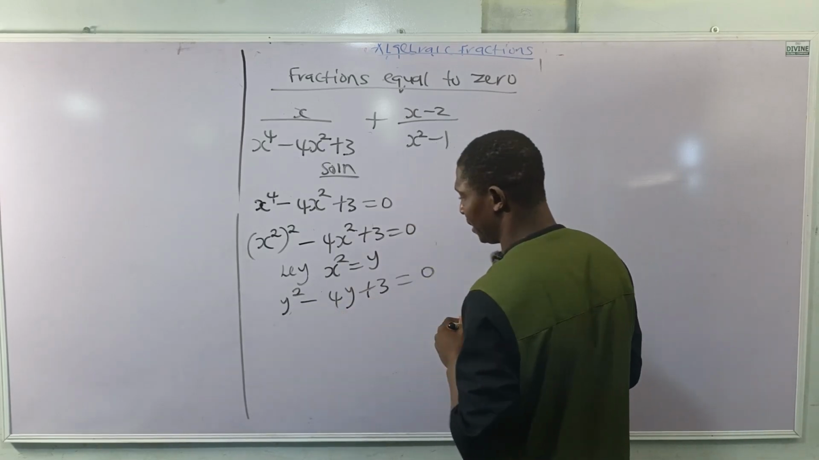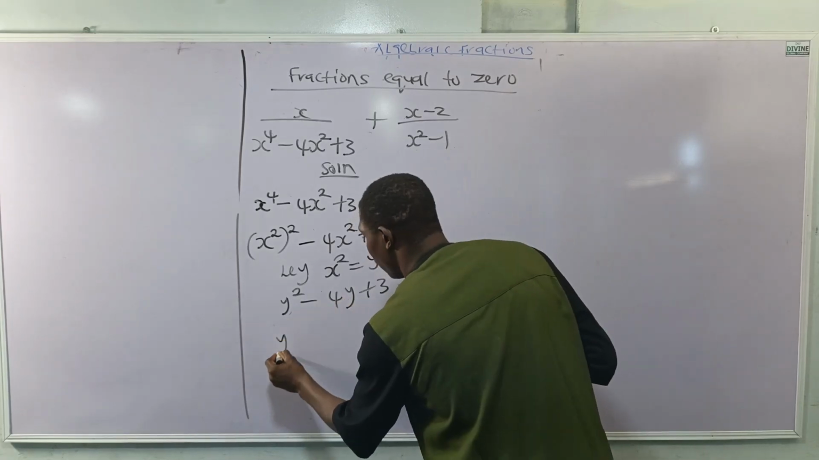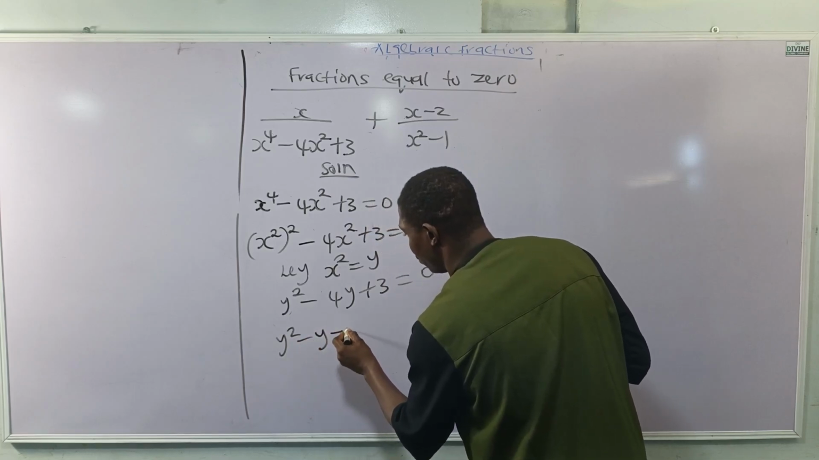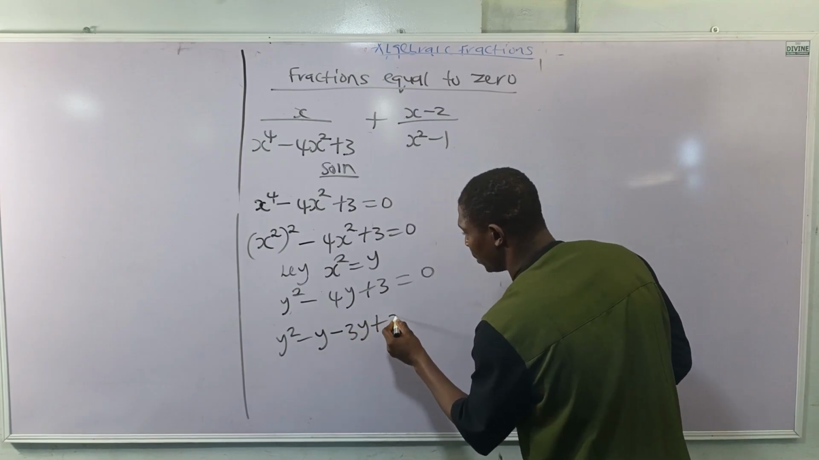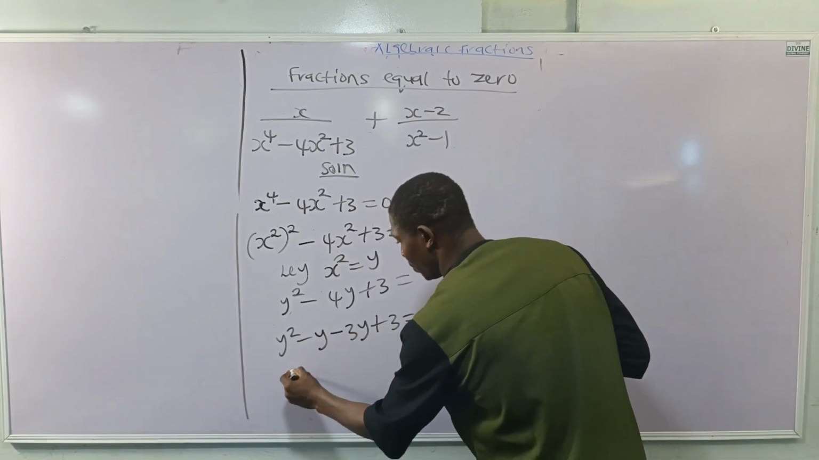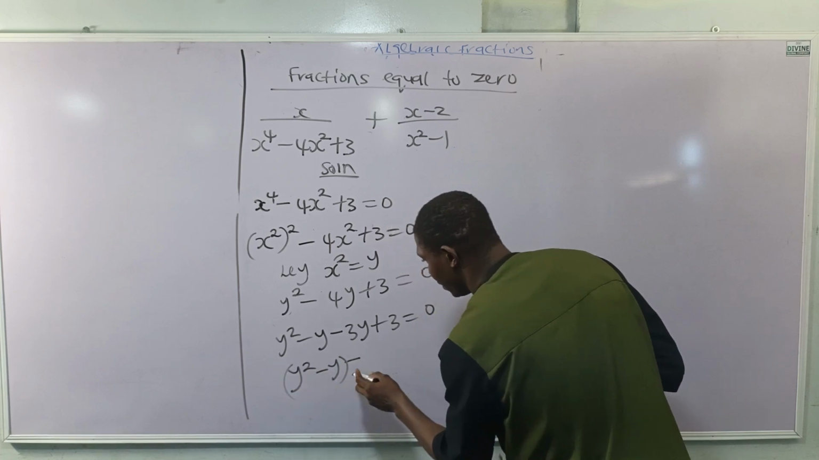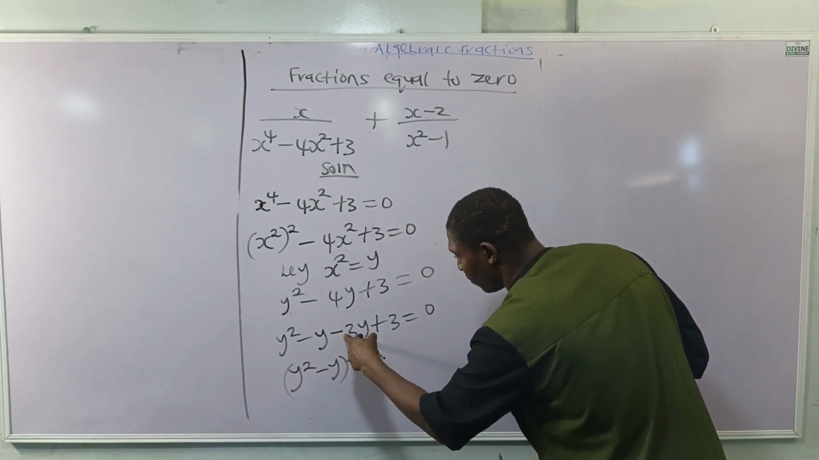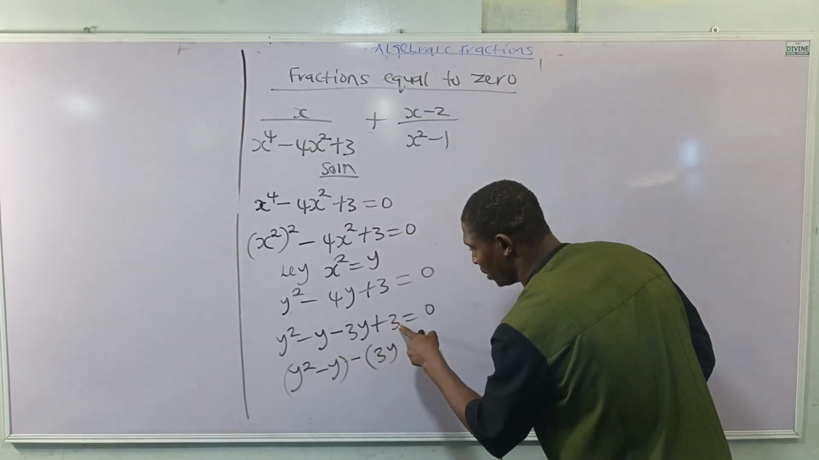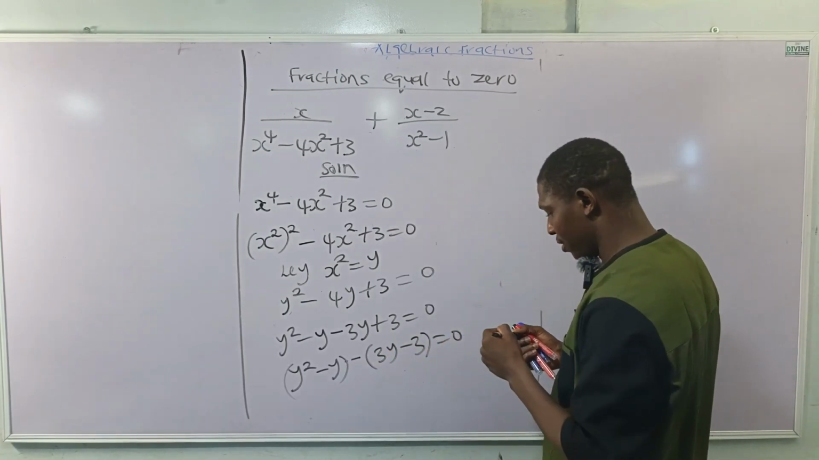3 times 1 will give me 3, and I know that minus 3 minus 1 will give me minus 4. So I have y squared minus y minus 3y plus 3 equal to 0. Minus plus is minus, so I can continue. This will give me y squared minus y. I'll bring my minus the way it is, and I have here the value of minus 3y changed to 3y since I have a negative sign in front of my bracket, and plus 3 will become minus 3 since I have a negative sign here, equal to 0.